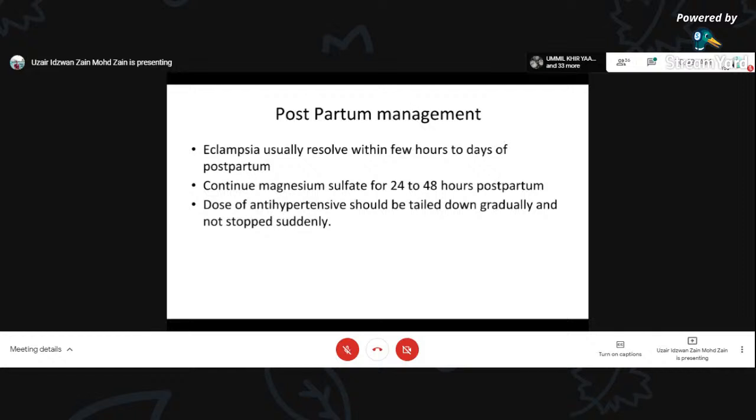So this is postpartum management. Eclampsia usually resolves within a few hours. You have to give magnesium sulfate for at least 24 to 48 hours, and if there is another seizure or eclamptic fit postpartum, you should continue magnesium sulfate for 24 hours from the last fit. Okay, say the patient has a fit at 12 noon, you give another 24 hours, 24 to 48 hours. If after that she suddenly has another fit, you give again.